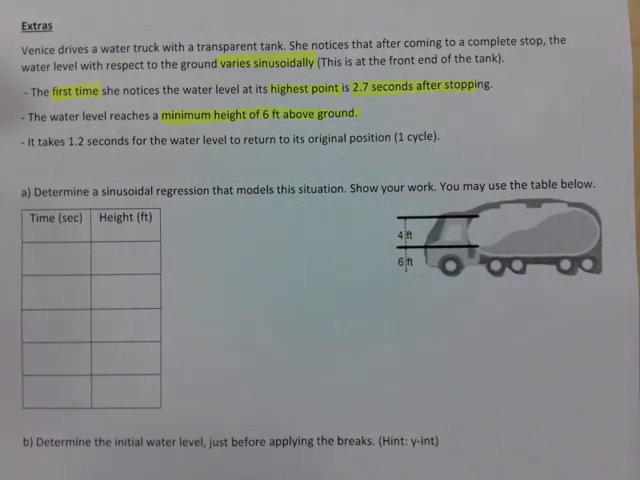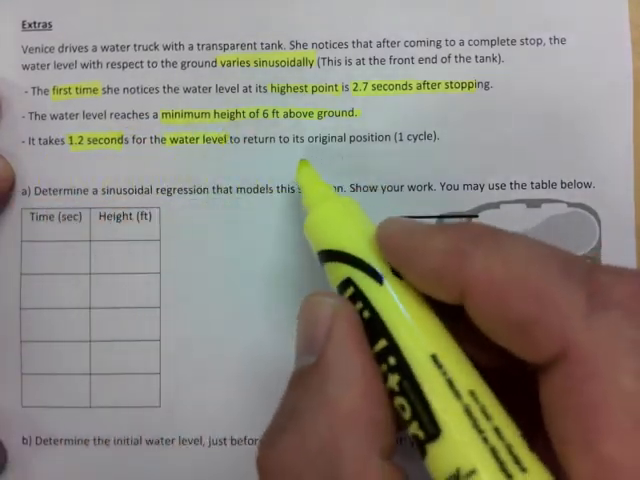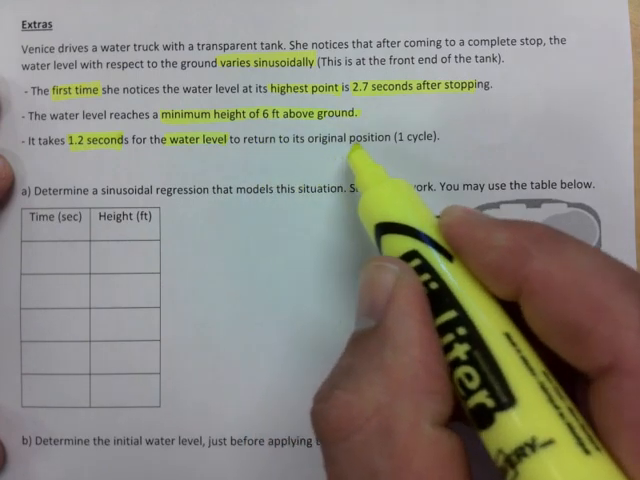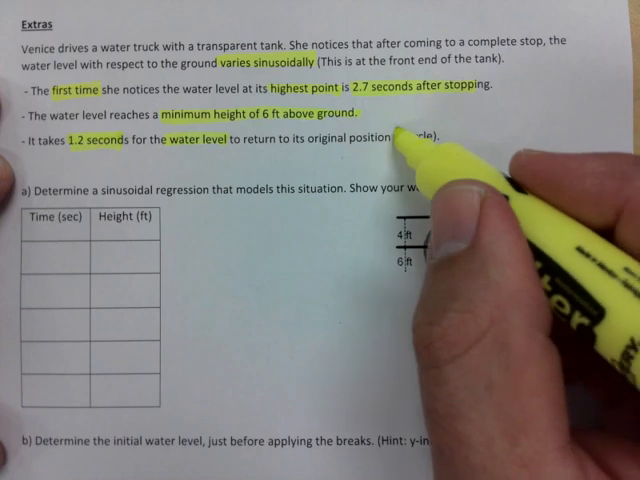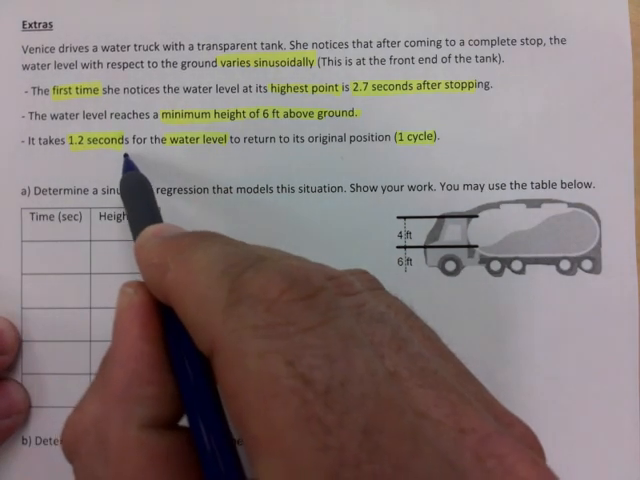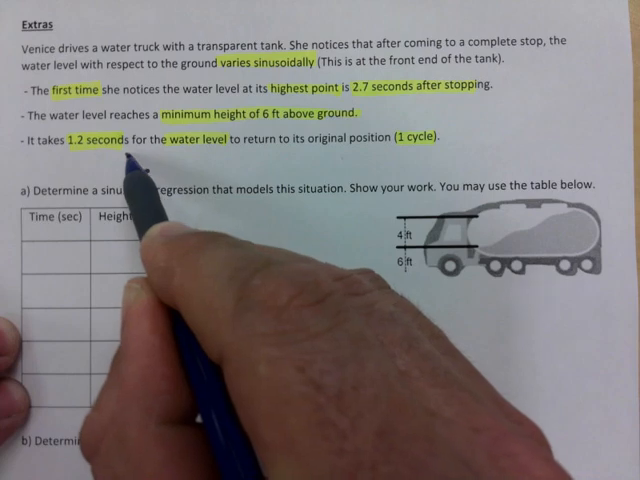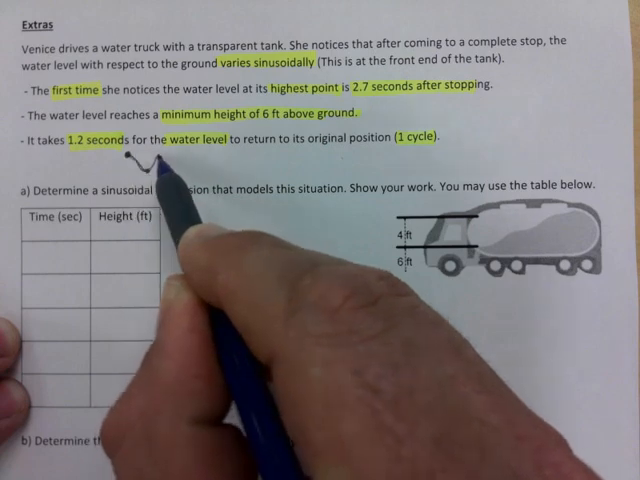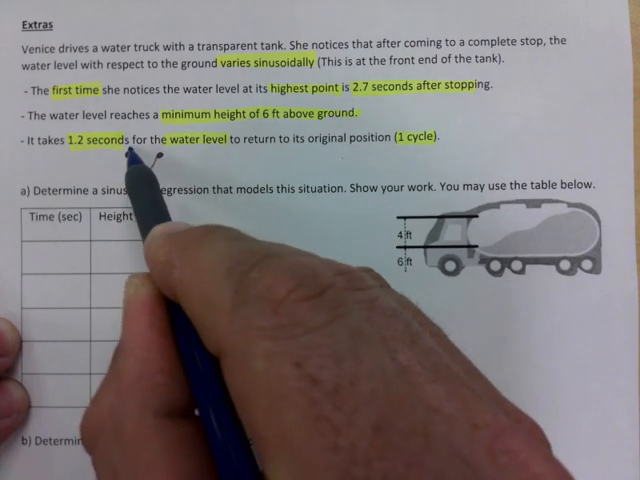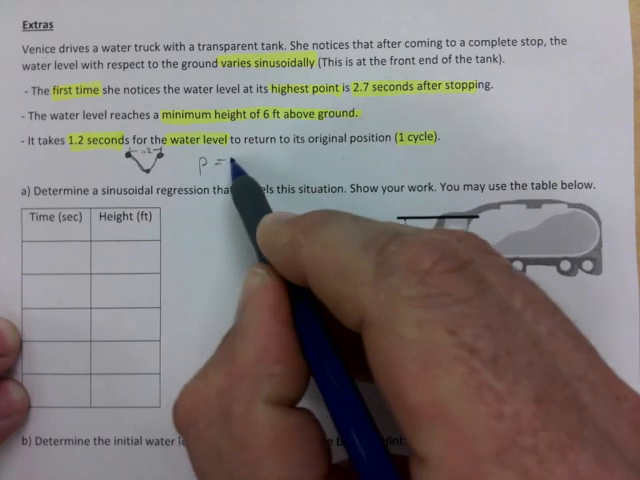Let's continue. It takes 1.2 seconds for the water level to return to its original position, in brackets, 1 cycle. That right there is our period. Our period is just given. We don't have to figure it out. It's not like this is from the highest to the lowest, which would be half a period. No, this is telling us that starting at the highest, for it to get back to the highest is 1.2. So we know that our period is 1.2 seconds.